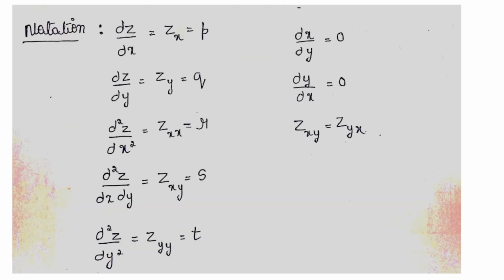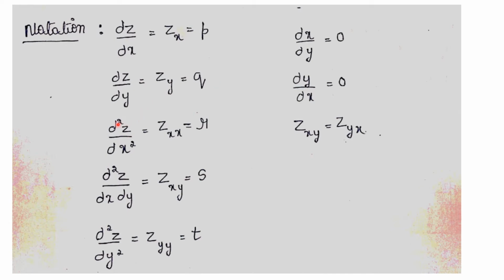There are a few notations that you have to know, and remember partial differentiation is always denoted as dou. Dou z by dou x, which is also equal to zx, is denoted as p. Wherever you have dou z by dou x, you always represent it as p. Next, dou z by dou y, which is also equal to zy, is denoted as q. So wherever you have dou z by dou y, you represent it as q.